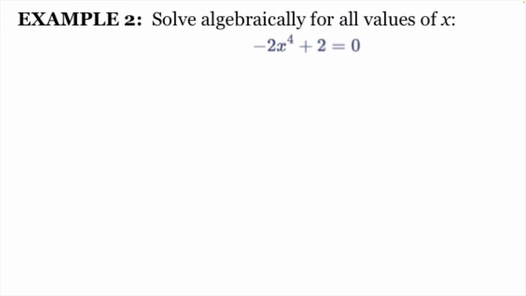GCF. Yeah, definitely a negative, right? Definitely a negative because the first term is negative, so I have to change it. What's the biggest number that goes into 2 and 2? 2, right? Itself. No x's because the other 2 doesn't have an x. So I put that in front.